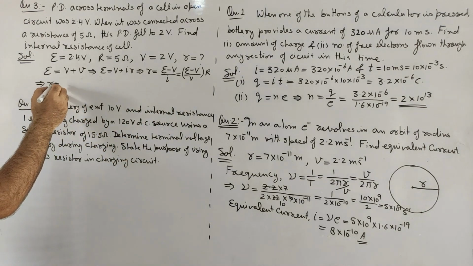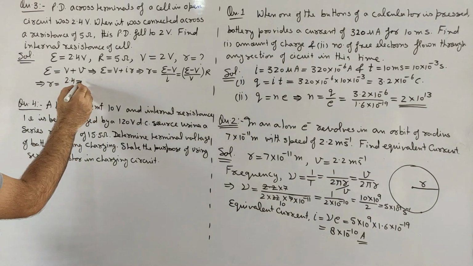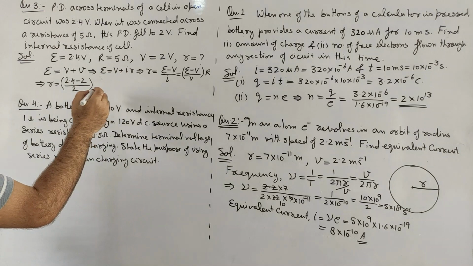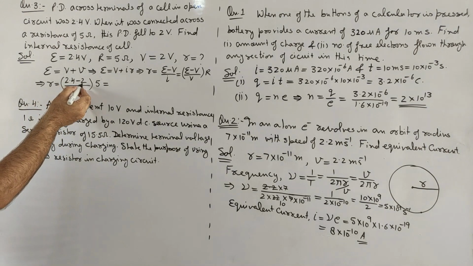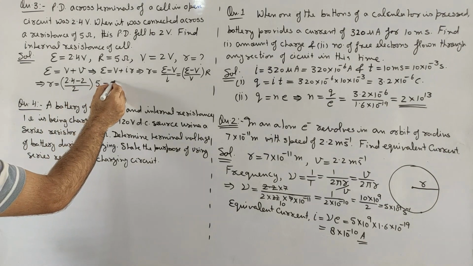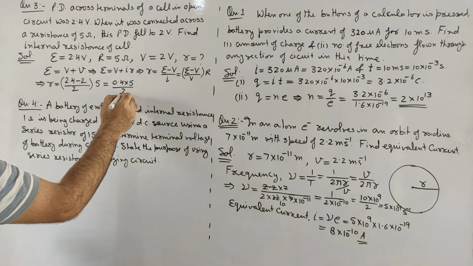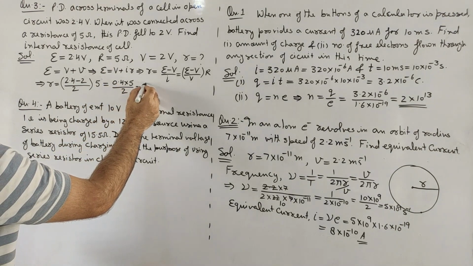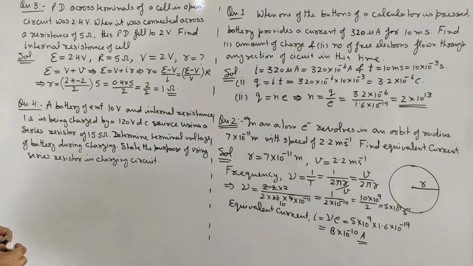So internal resistance r will be E, that is 2.4, minus V, that is 2, upon 2 multiplied by the external resistance, which is 5 ohm. 2.4 minus 2 will be 0.4, so 0.4 into 5 upon 2. 0.4 into 5 will be 2, so 2 by 2 will be 1 ohm. So the internal resistance of the cell will be 1 ohm.